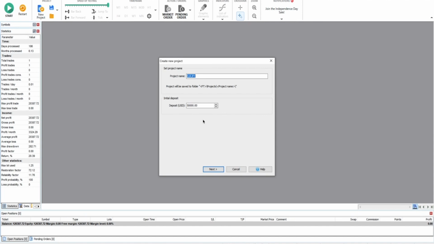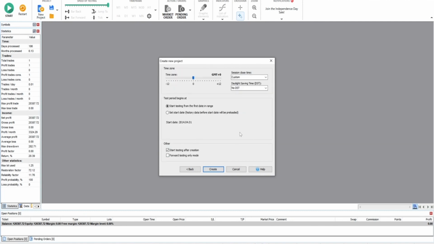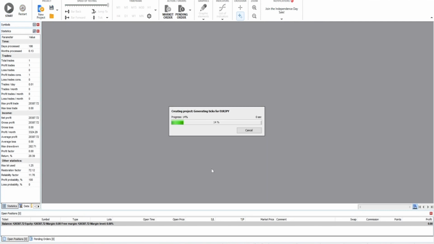So what I'm going to do is rerun this on a new simulation. I'm going to call it Euro-Japanese yen, $50,000 deposit, and I'm going to click EJ. We have our data in. The data starts from 2014 and finishes at the current day. Then if we create this, we can get started with our simulation.